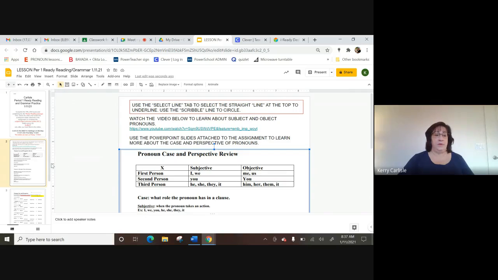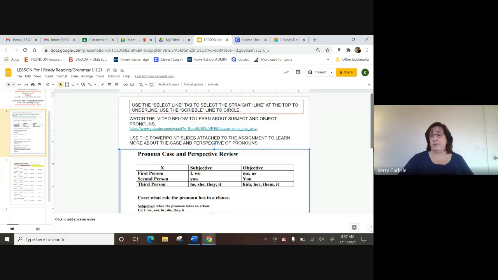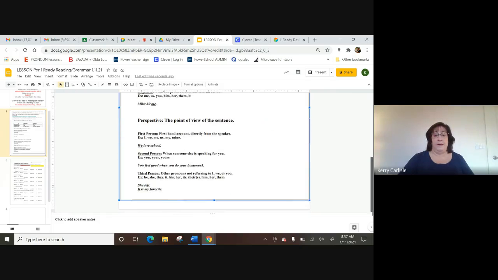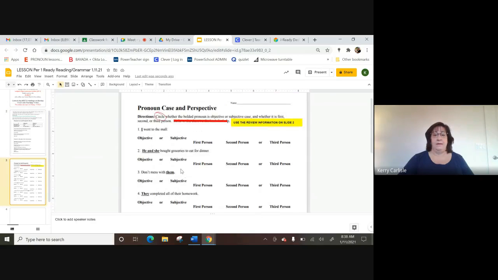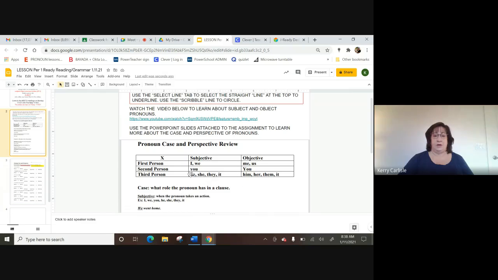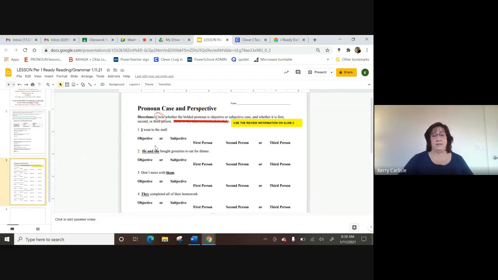So this is the review, something you would maybe use on your test, for example. And then here is your activity for this week. They want you to circle whether the modeled pronoun is objective or subjective case, and whether it's first, second, or third person. And you can just flip back to this to see the chart if you need to, back and forth, just like this.